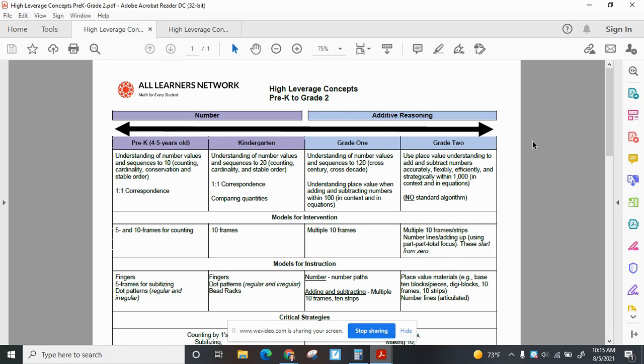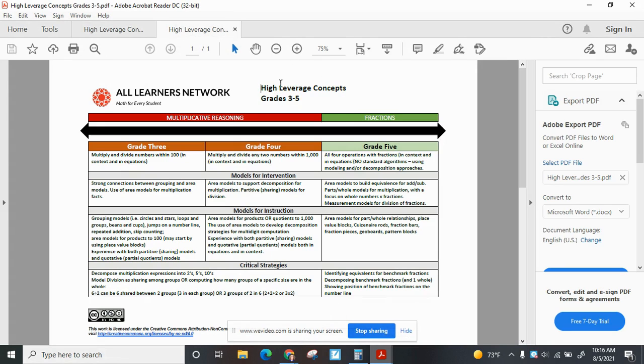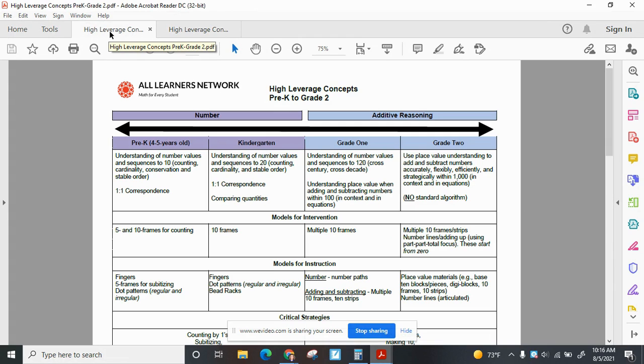I just wanted to create a brief video explaining the high leverage concepts. Before I begin, there are two of them. There's one labeled pre-K to grade 2 that you'll see at the top, and then there's another one that's grades 3 to 5. I will be switching back and forth, but there are some components that are similar for both.